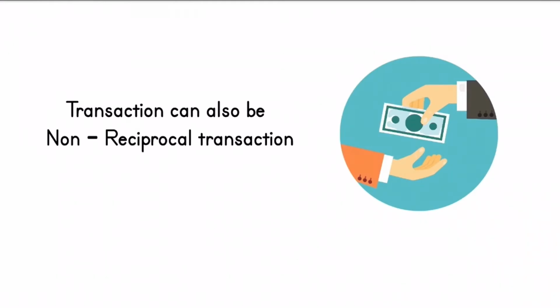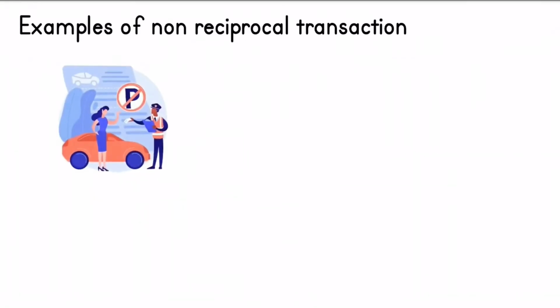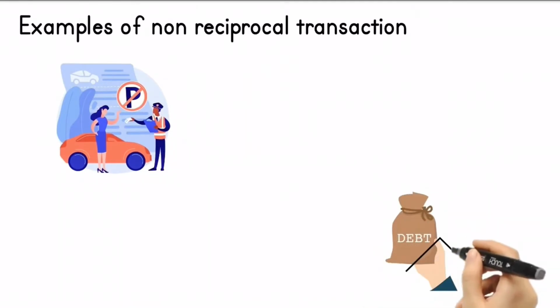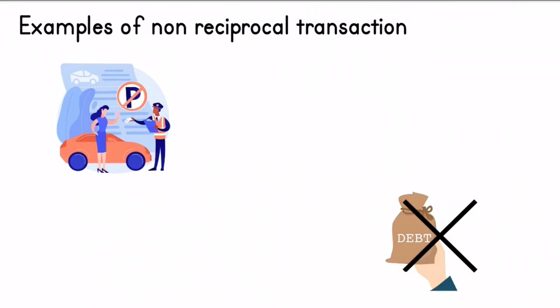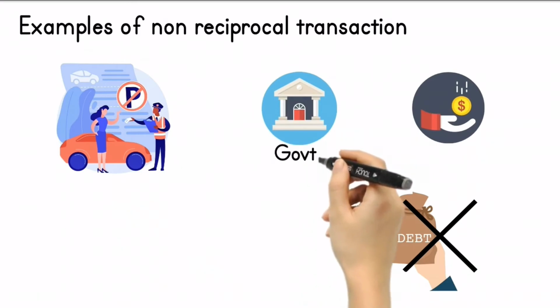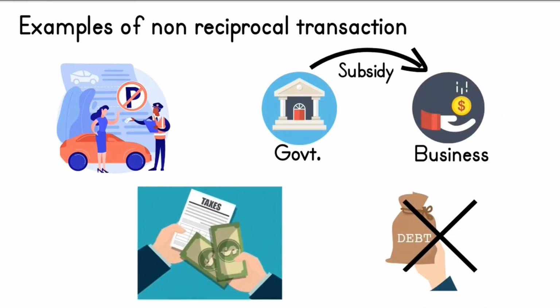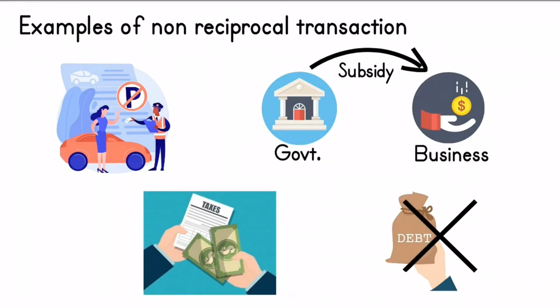Some examples of non-reciprocal transfers are: Number 1, incurring a liability, that is, penalty imposed by local authority. Number 2, cancellation of a liability, that is, provision for workmen's compensation. Number 3, receives an asset, that is, subsidy received from government. Number 4, transfers an asset, that is, payment of income tax.